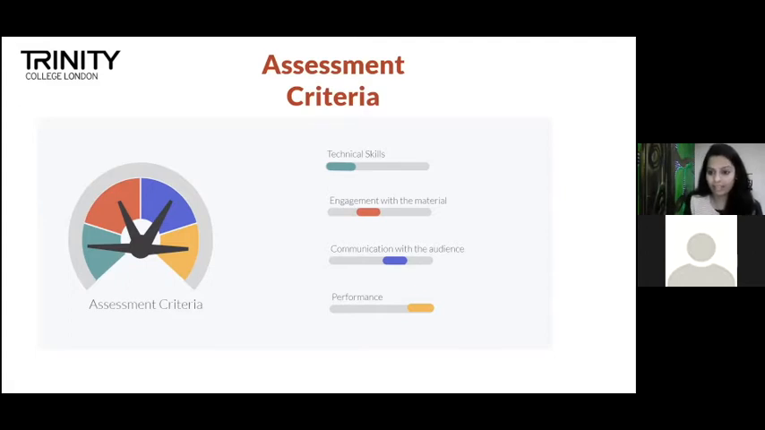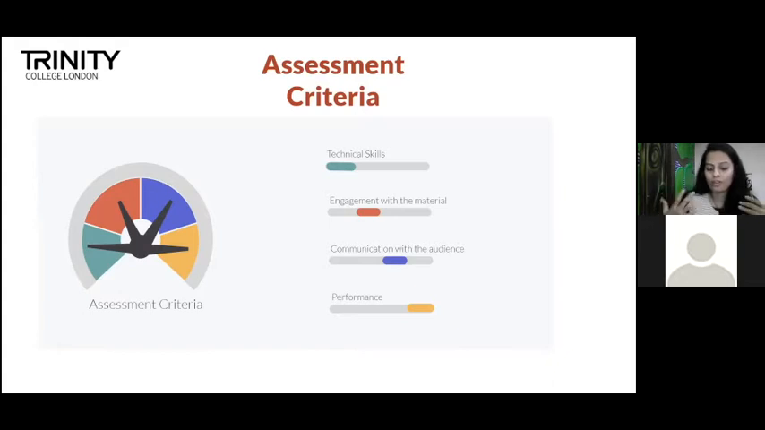So the third one is communication with the audience. At this level, from initial to grade 3, it is basically, are you aware of the audience? Where are they sitting? At what level are they? Do you have some interactive parts with the audience? Can you assume that there are people sitting in front of you?